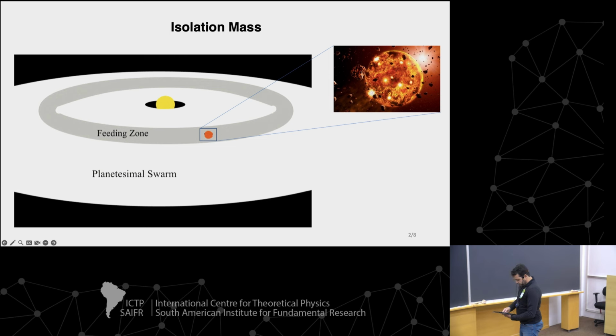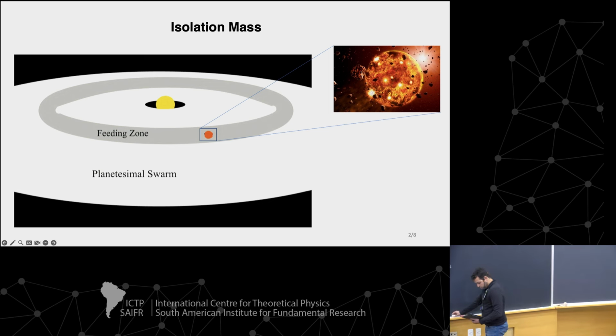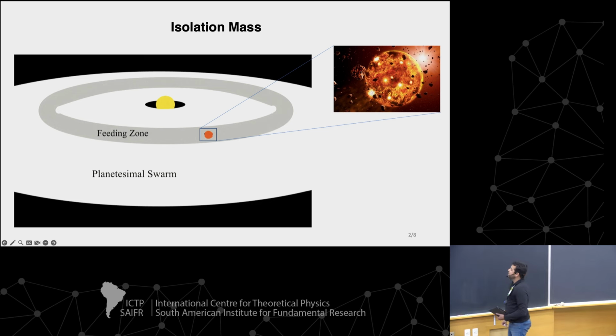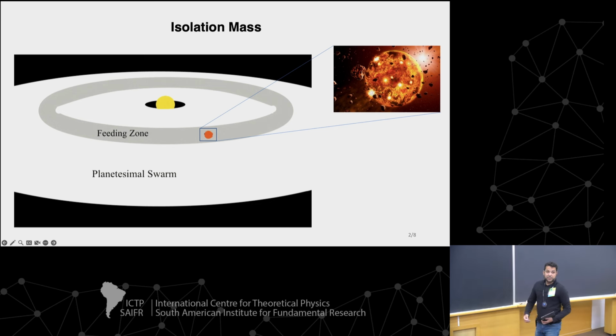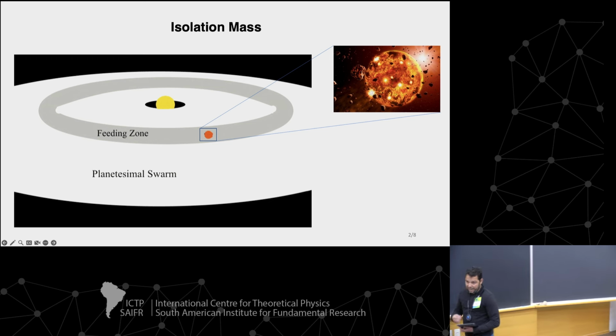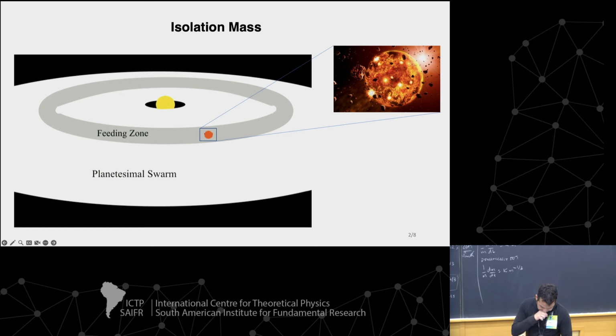What you do here for the isolation mass is simply get the feeding zone, the width of the feeding zone, and equate the masses. Equate the mass of the feeding zone with the mass of the planet that is growing. It's just the mass that the object would get if it accretes all of the planetesimals in its orbit.